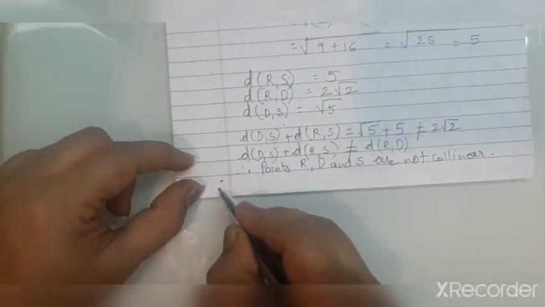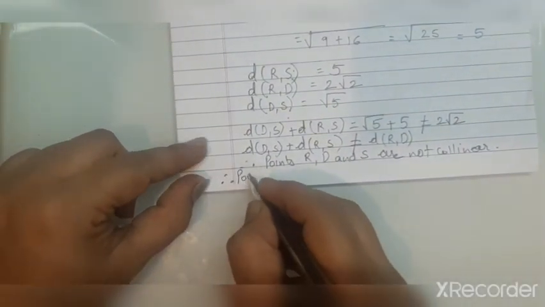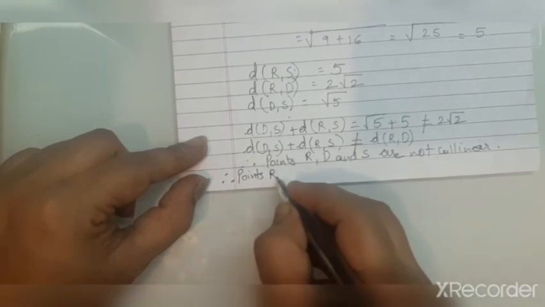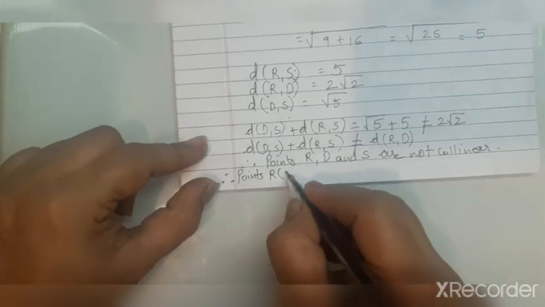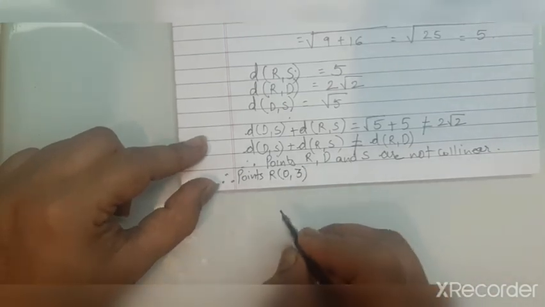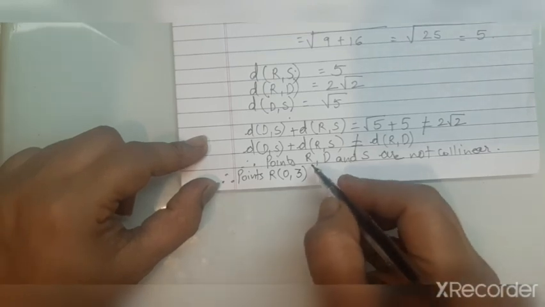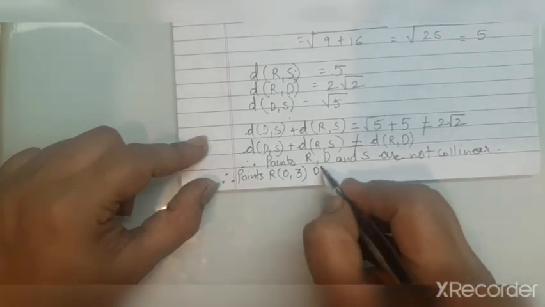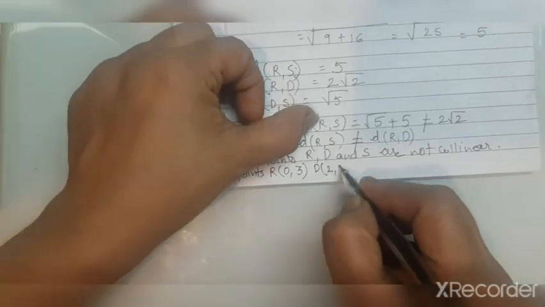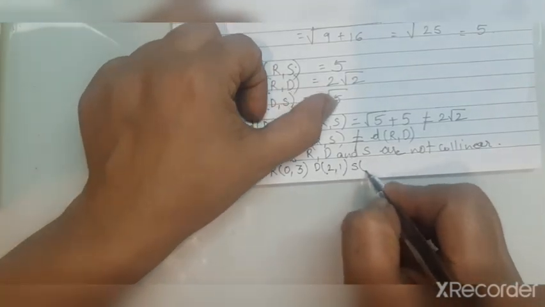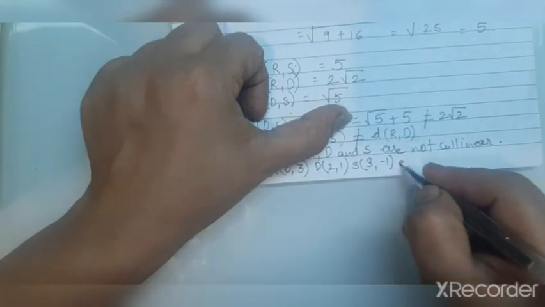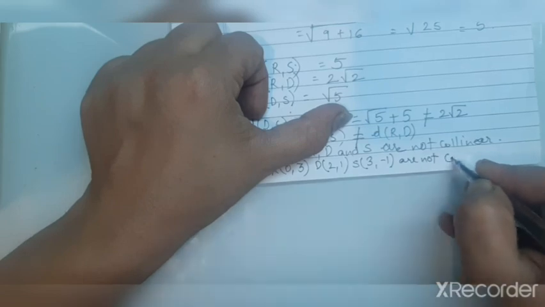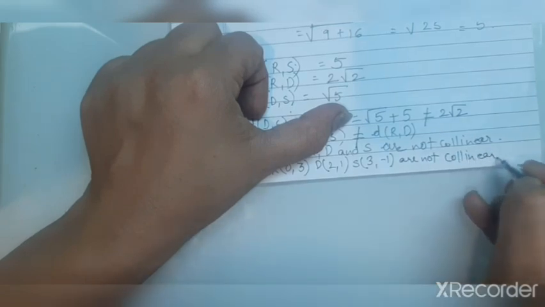So therefore, after this final answer, what you will write is points. When you write the points, mention their coordinates also. So what was the coordinate of R? R is 0, 3. So points R 0, 3. Then next point is point D, that is 2 and 1. And point S, I think point S was 3 and minus 1. Okay. Are not collinear. Okay. We'll end the answer.